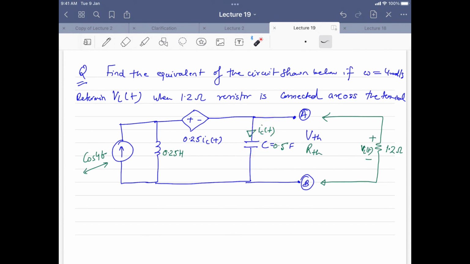I'll give you 10 minutes to solve this because this requires some calculations. Right now it is 10:30, so at 10:40 I will ask you the results. Or in case you can find it in between, you can tell me the answer. Sir, what is the current source? Can you repeat the value of it? The current source value is cos 4t.